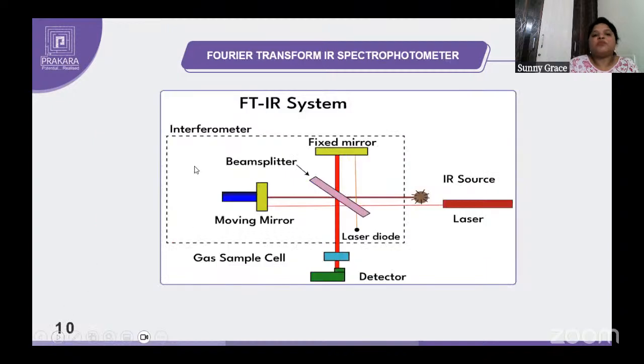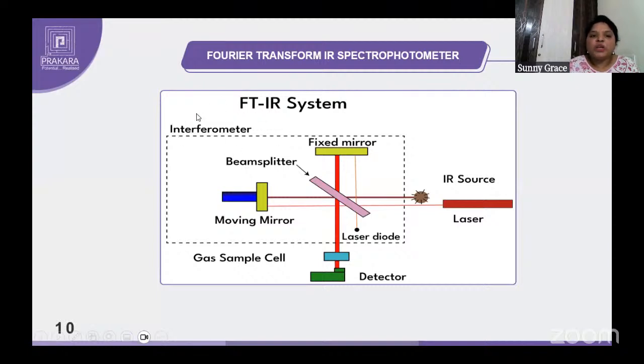Now let's see the Fourier transform infrared system. In the Fourier transform infrared system, it is almost similar to the single beam as well as double beam spectrophotometer. But one part which is added in this FTIR system is the interferometer. If you see here, this is the interferometer.